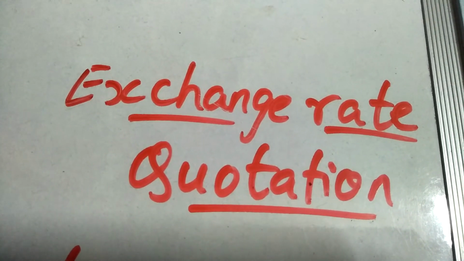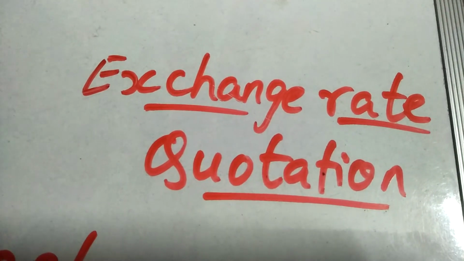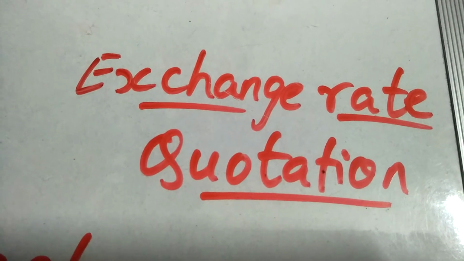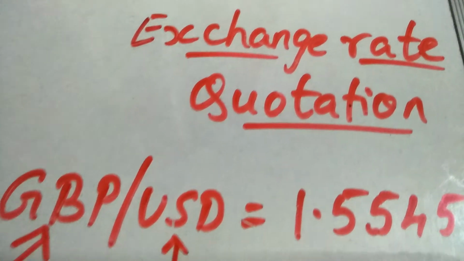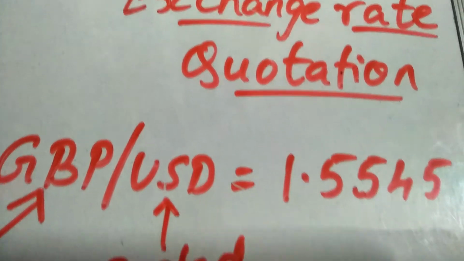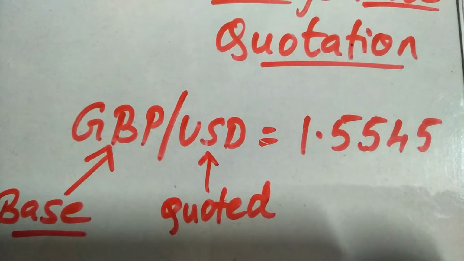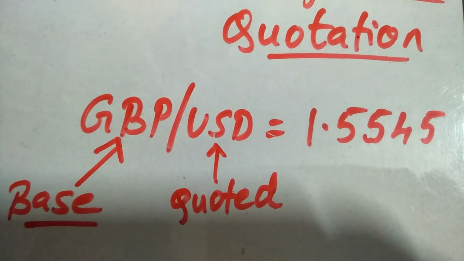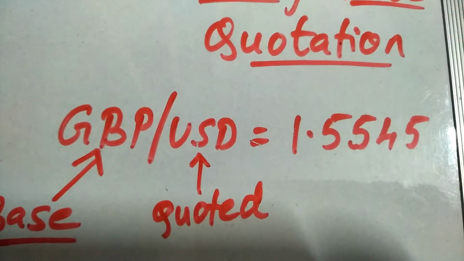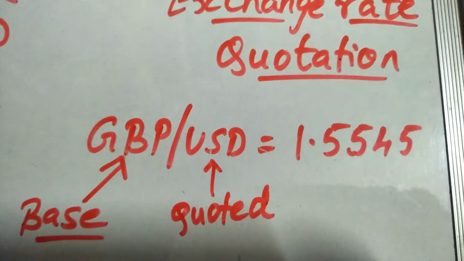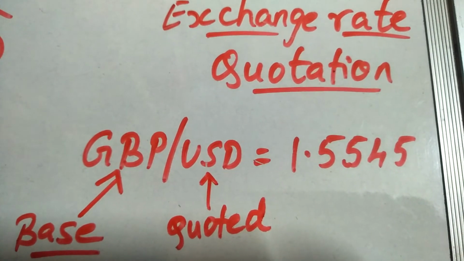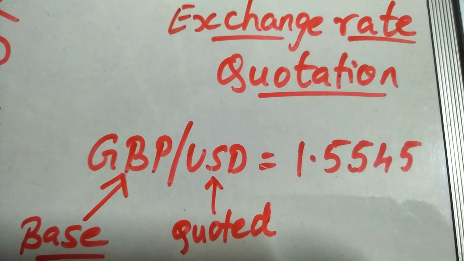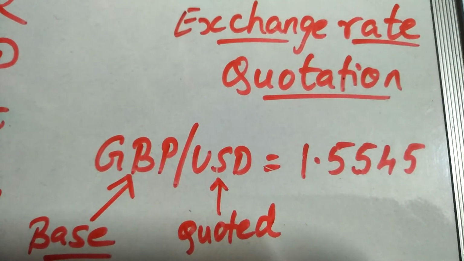Now this exchange rate is written in a specific way, and that method is called the exchange rate quotation. Just for an example, we can see here GBP slash USD is equal to 1.5545. This is nothing but an exchange rate quotation that talks about the GBP and USD exchange rate. How to read this exchange rate is very important.